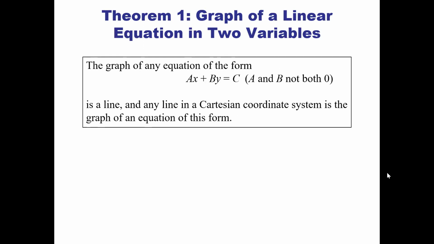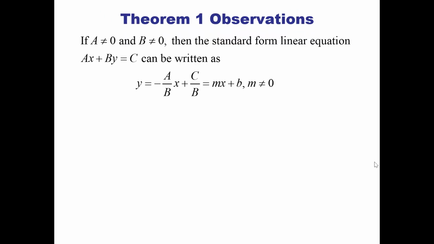Now, Theorem 1 says a graph of a linear equation in two variables in the form ax plus by equals c, again, a and b are not both equal to 0, is a line, and any line in a Cartesian coordinate system is a graph of an equation of this form.